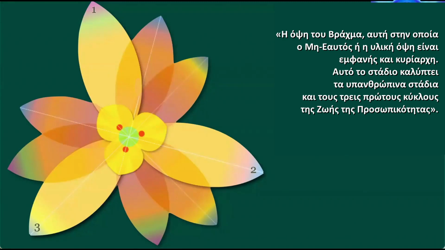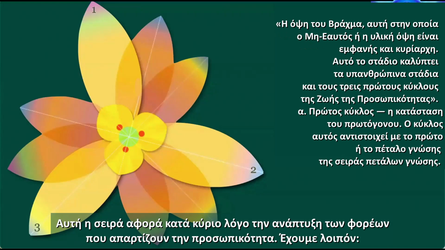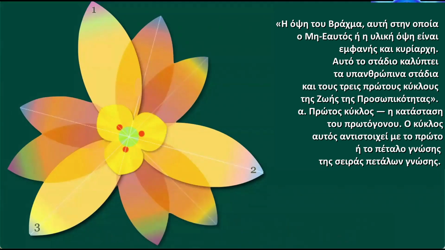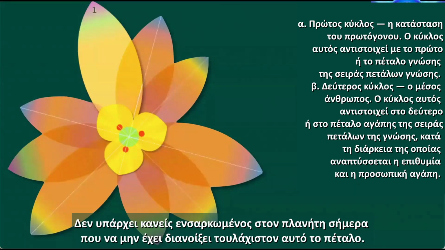and the first 3 cycles of the personality life. So this tier is basically about developing the sheaths that make up the personality. So we have the first cycle, which is the savage state. This correlates with the first or knowledge petal of the knowledge tier of petals. There is no one in incarnation today who hasn't opened at least this one petal.